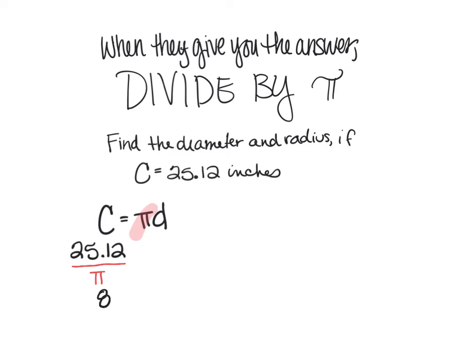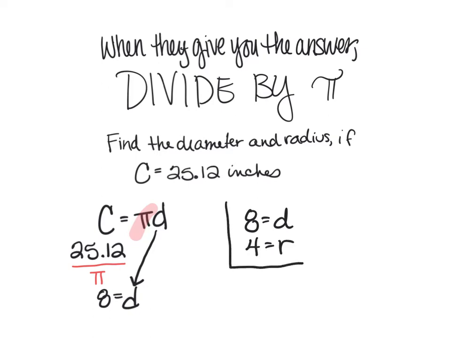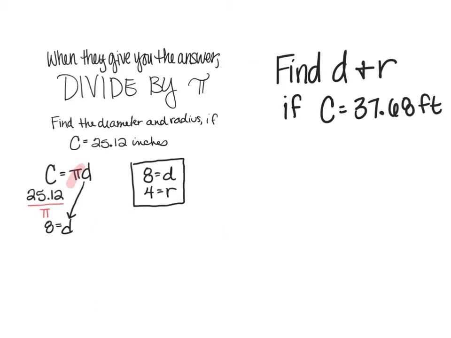8 equals. Now, this is where in a minute you're going to mess up if you don't write the formula. What letter is left? D. So we're going to bring it down. So 8 is our what? 8 is our diameter. And so that means 4 is our radius. That is correct. Easy peasy? Yes. All right, so y'all do that one.